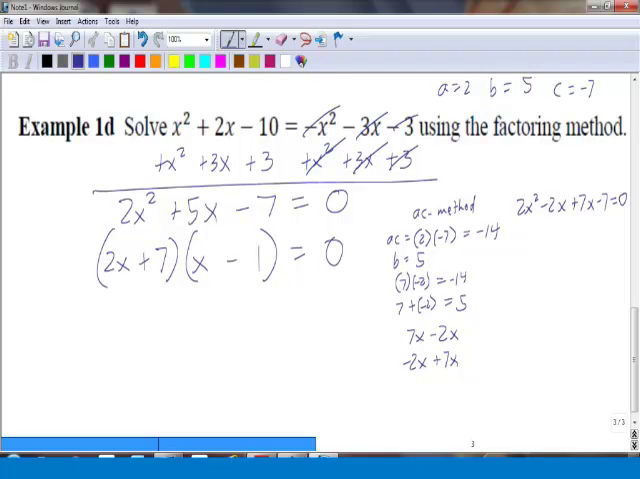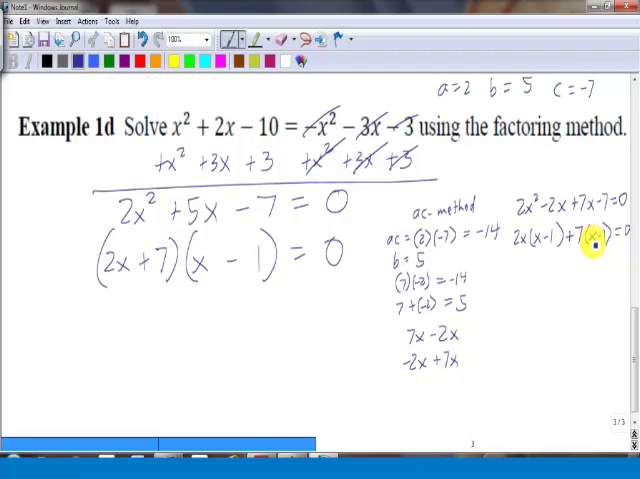We factor it by grouping by factoring the greatest common factor out of the first two terms. I'm thinking 2x. So 2x times x minus 1. And then factor the greatest common factor out of the last two terms. That's a 7. And what makes this work is when we factor the GCF out of the first two terms and the GCF out of the last two terms, the binomials inside the parentheses match, x minus 1.